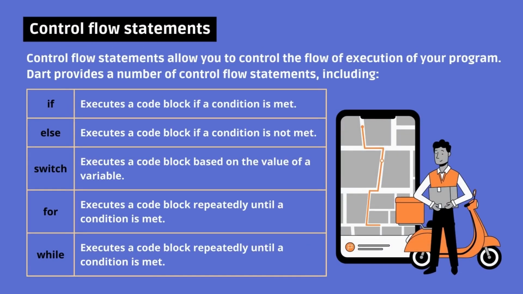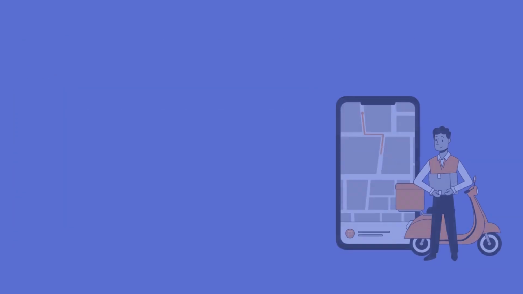Control flow statements. Control flow statements allow you to control the flow of execution of your program. Dart provides a number of control flow statements, including if, executes a code block if a condition is met. Else, executes a code block if a condition is not met. Switch, executes a code block based on the value of a variable. For, executes a code block repeatedly until a condition is met. While, executes a code block repeatedly until a condition is met.